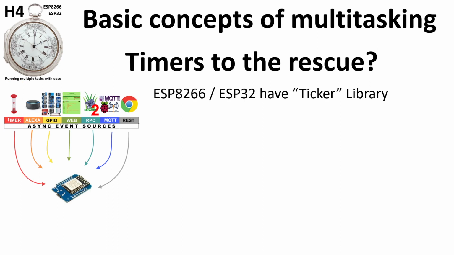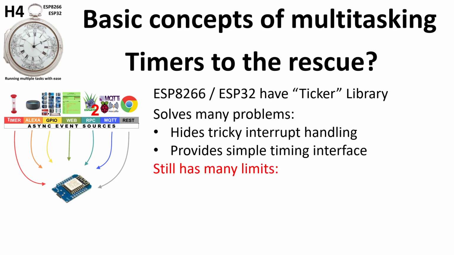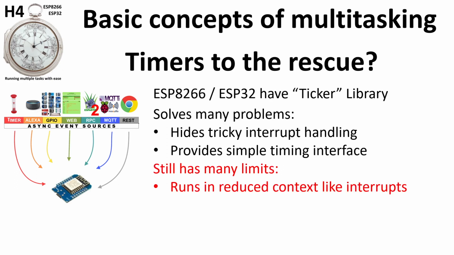Now the ESP comes with what's called a ticker library, which does exactly that. It provides an interface to the timer structures of the hardware, and it kind of does an interrupty timer thing, but it's not actually an interrupt. It's a lot easier to use. It gives you a nice simple interface, so it solves many problems. It hides the tricky interrupt handling and provides a simple interface. There we go. But it still has many limits.